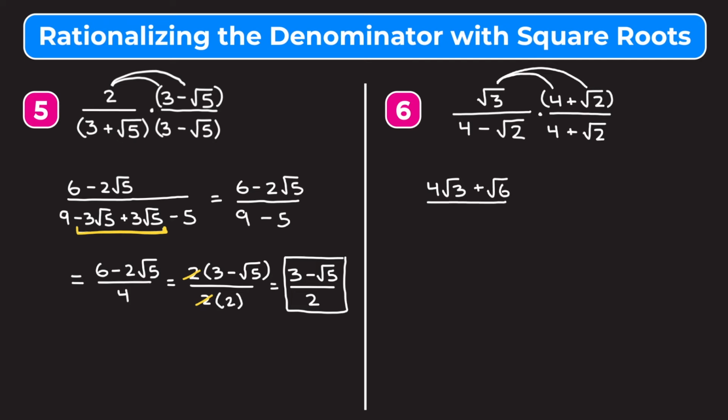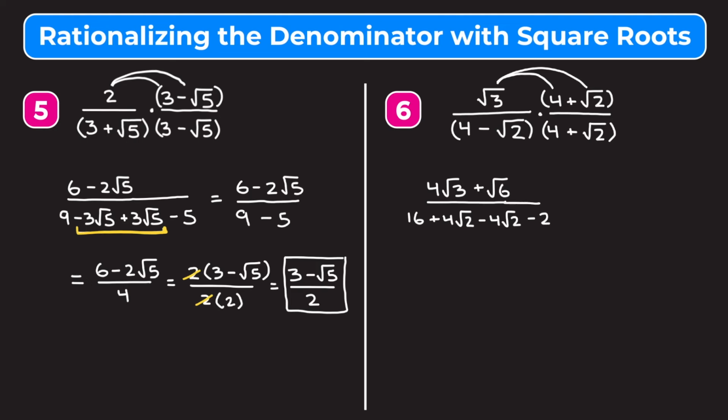And on the bottom, we're going to have to FOIL 4 minus the square root of 2 times 4 plus the square root of 2. Multiply the first terms, 4 times 4 is 16. Multiply the outer terms, 4 times root 2 is plus 4 root 2. Multiply the inside terms, negative root 2 times 4 is minus 4 root 2. And multiply the last term, so negative root 2 times root 2 is going to give us a negative 2.